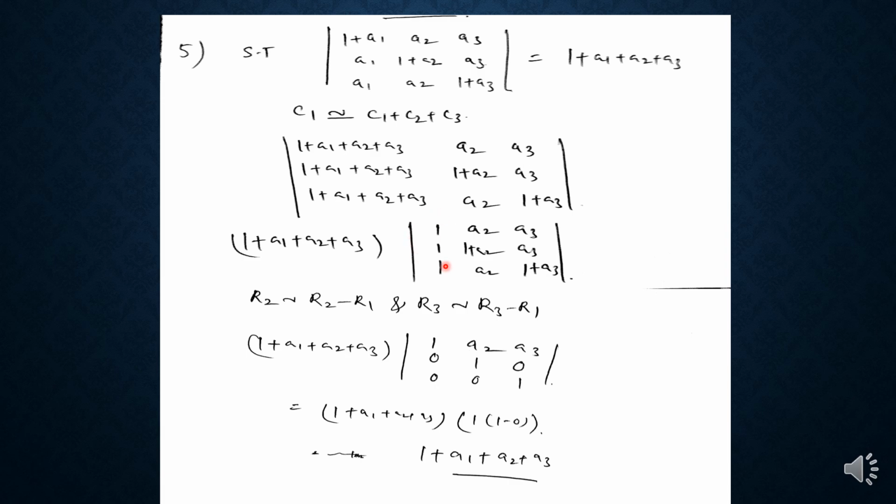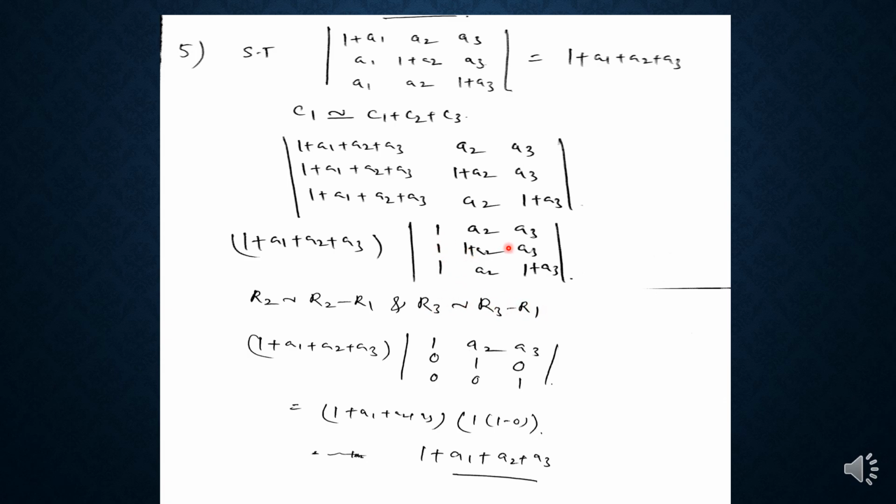If 3 ones are there in any column, then by using row operations, 2 ones may be changed into zeros. So here R1 is constant. So we want to change the R2 element and R3 element as zeros, these two ones as zeros. So R2 changes to R2 minus R1 and R3 changes to R3 minus R1.